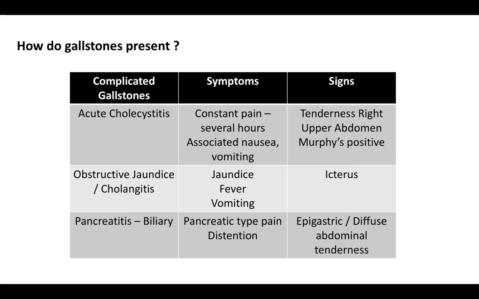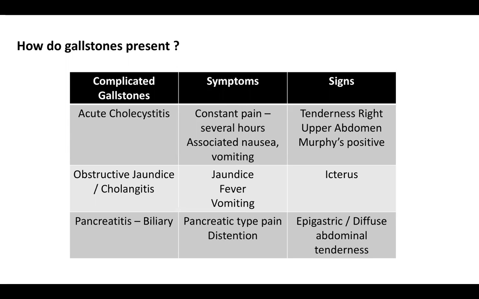So coming to complicated gallbladder stones, acute cholecystitis has usually constant pain, which is of a much longer duration and possibly more severe. It can be associated with nausea and vomiting. Simple biliary colic is usually not associated with nausea or vomiting. So if a patient has significant nausea or vomiting, please consider that it is not simple biliary colic, but possibly there's an element of acute cholecystitis going on.